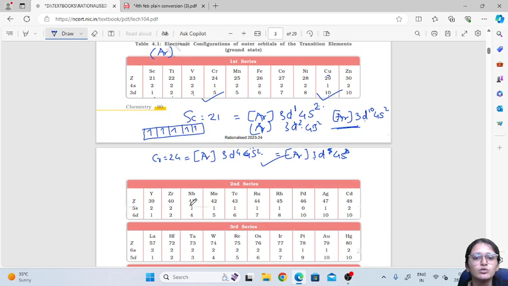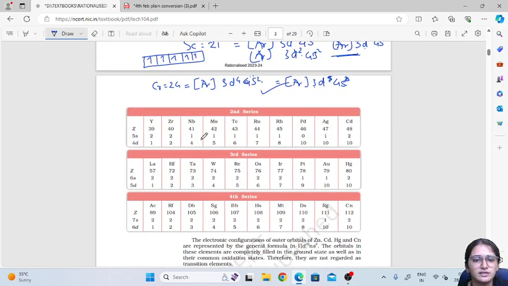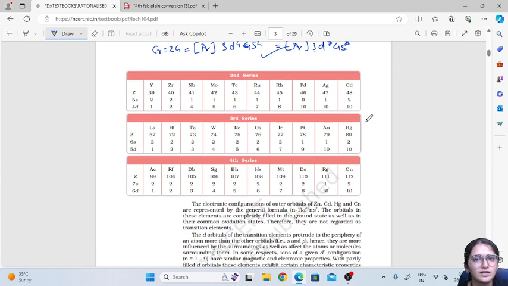But when you see the second and third series, there is not much increase in their radius or size. Now, what is the reason why they are not showing that much of an increase here? Because as you go from the second to the third series, there is involvement of d and f orbitals.